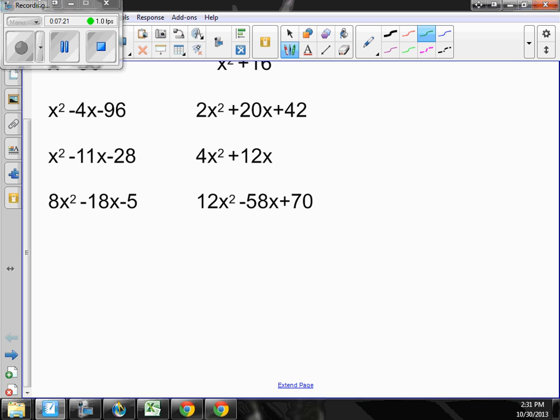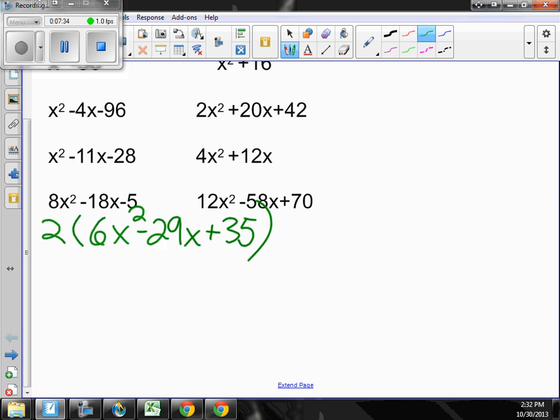Can I pull anything out of that? A 2. So if I pull out a 2, 6x squared minus 29x plus 35. So I can't pull anything else out. So I need to multiply these together. 6 times 30 is 180, and 6 times 5 is 30. So how about 210x squared? Okay, so I need to factor 210. And they need to add to be negative 29.